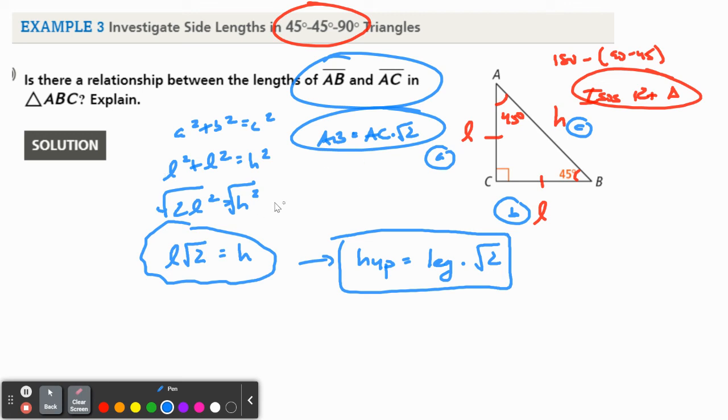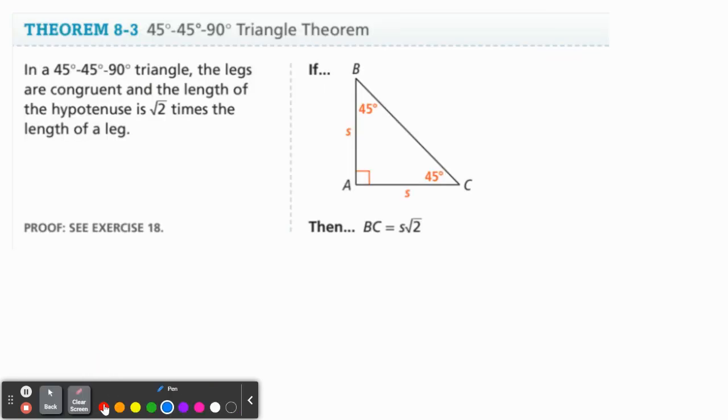Okay? So what is powerful about a special right triangle, like a 45-45-90 triangle, is the fact that you only need to know one side. If you know the leg, you can find the other leg and the hypotenuse. If you know the hypotenuse, you can find the legs. So unlike the Pythagorean theorem, where you need two sides, in a 45-45-90 you only need one side, right? Special relationship.